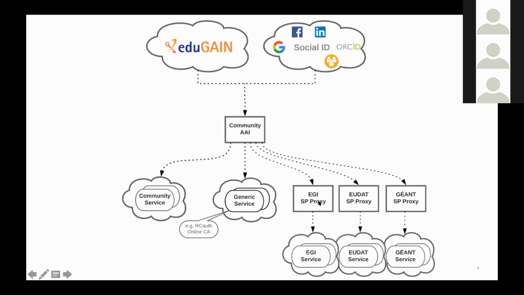So what are the benefits of this community-first approach? First of all, it allows researchers to sign in using their institutional credentials, social media, or other community-managed identity providers via their community AAI. For community services, there is a single integration point, which is the community AAI. Of course, generic services which serve multiple communities will need to be connected to multiple community AAIs. But then for infra services, again, they have a single point of integration, which is the proxy.